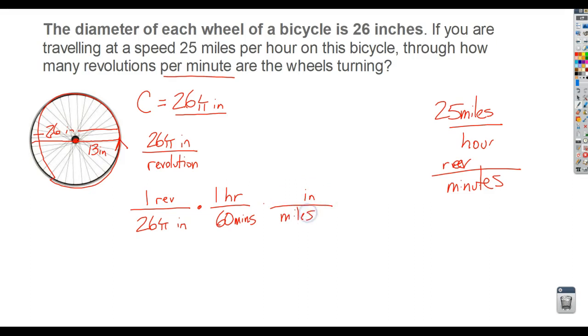So how many inches are in 1 mile? Well, I know that there's 12 inches in a foot and 5,280 feet in 1 mile. So that's how many inches are in 1 mile. Then I can multiply that times 25 miles per hour, and let's see if that gets me to revolutions per minute. Inches cancel with inches, miles cancel with miles, and hour cancels with hour. What am I left with? I'm left with revolutions.